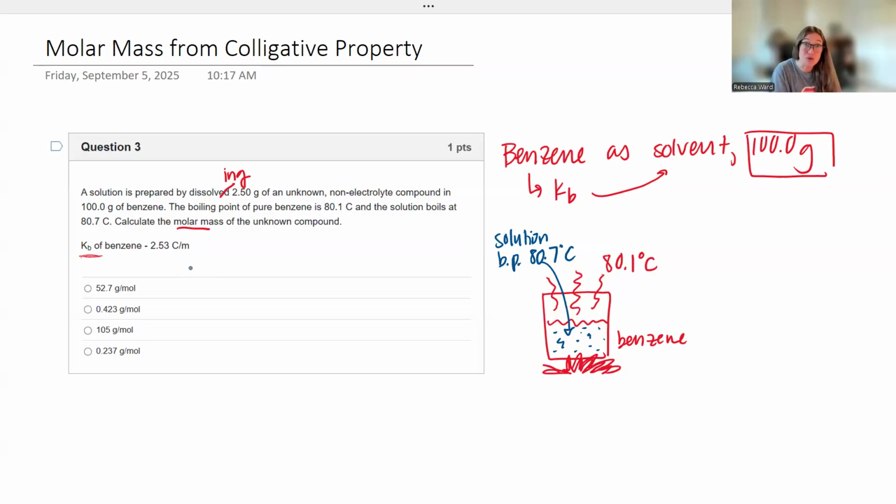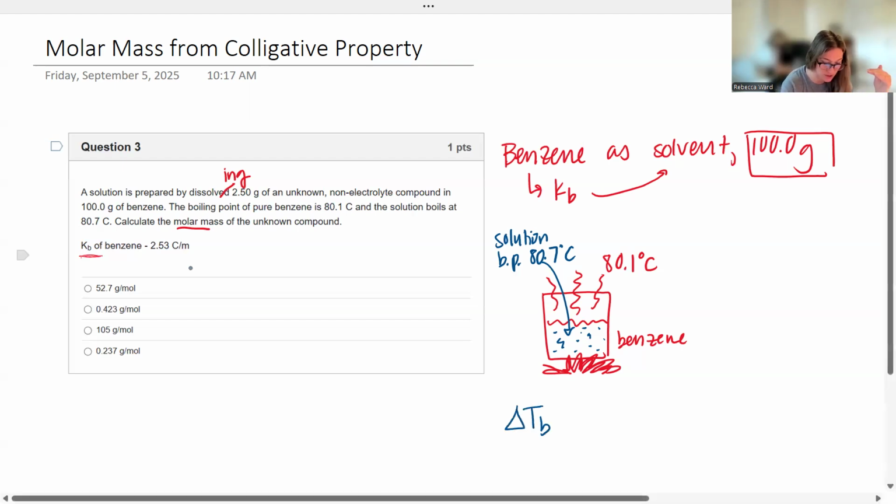And that means how many moles must have been added. Once we have the number of moles of solute added, then we can do the last step where we figure out molar mass. All right, so we put something in, the boiling point goes up. We know through this relationship that this change in boiling point must be related to that molality.